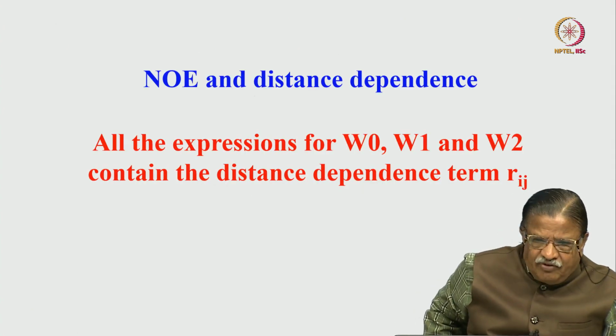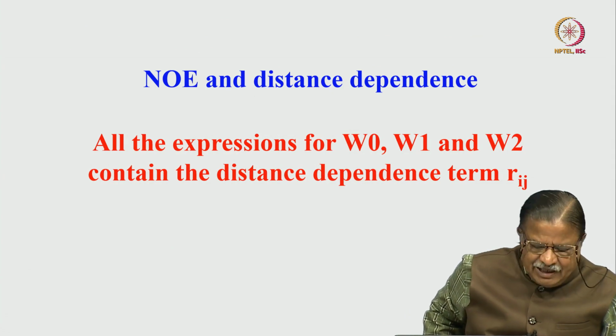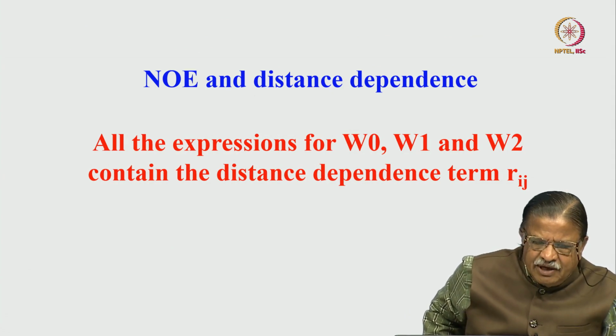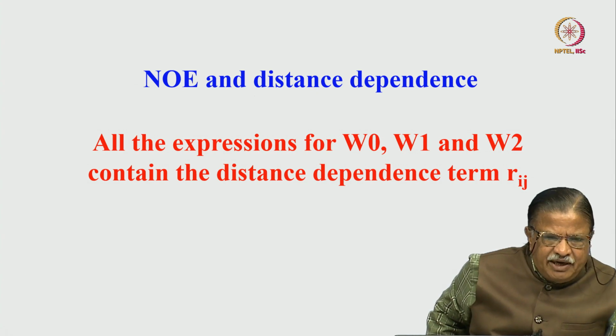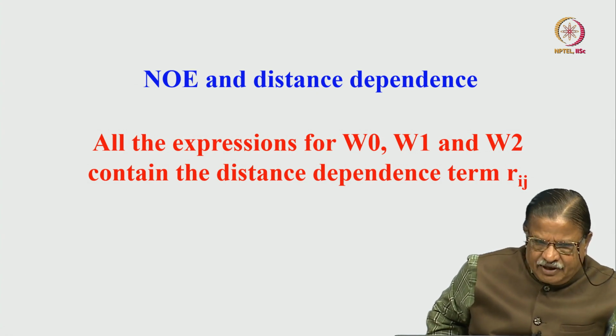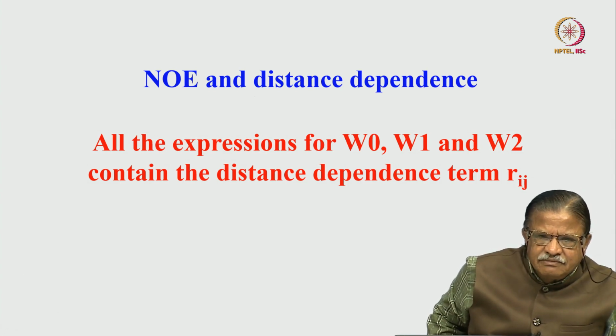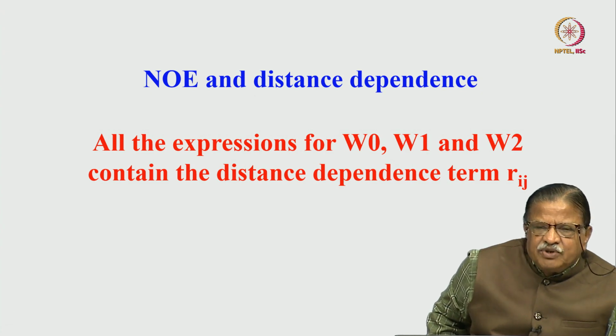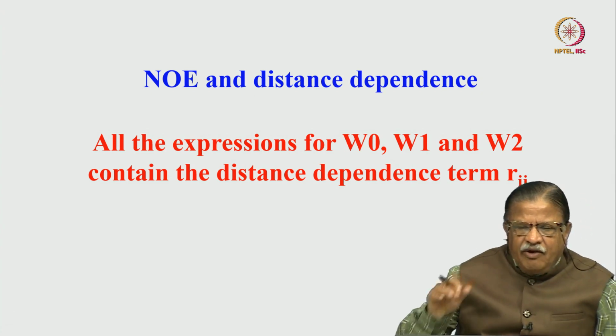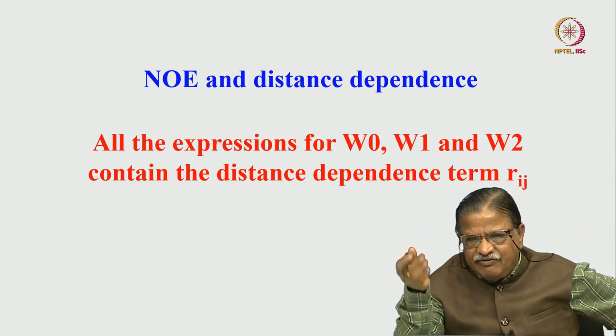So far we have discussed the spectral density function, correlation time, the diffusion limit, the extreme narrowing limit, etc. Now we will go to a situation. Let us say I have done the experiment and I want to get the distance. What is the use of NOE? That's what I told you. It will give you spatial proximity information.